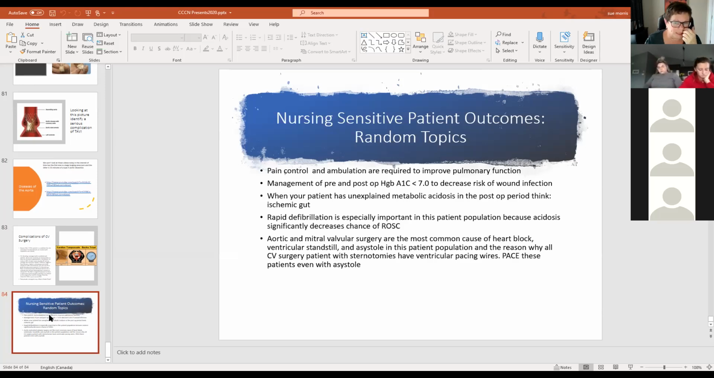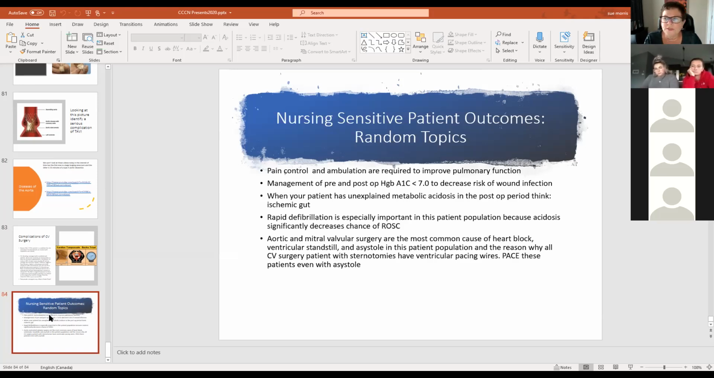Rapid defibrillation is especially important in this patient population because acidosis is so poorly tolerated. Aortic and mitral valvular surgeries are a common cause of heart block, ventricular standstill, and asystole. That is the reason why we put ventricular pacing wires in patients that we can actually get into their heart. So most sternotomies, most minimally invasive patients, we can get ventricular wires sewn to them.